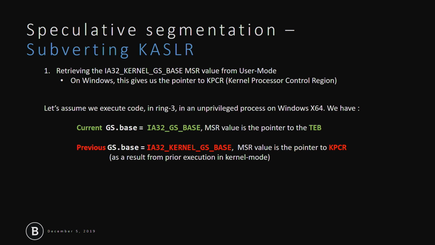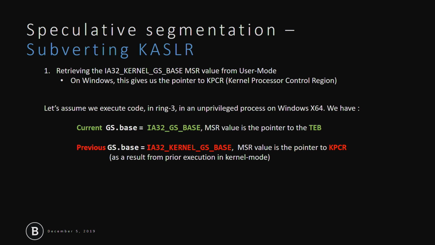We'll show, however, a walkthrough of subverting Windows KASLR using this finding. So first, we'll try to retrieve the IA32_KERNEL_GS_BASE MSR value from user mode. Normally, you can't read this MSR using the RDMSR instruction because that would generate a general protection fault since it's not accessible in ring 3. If we get to this value of the IA32_KERNEL_GS_BASE, then on Windows, this will give us the pointer to the KPCR, the kernel processor control region.